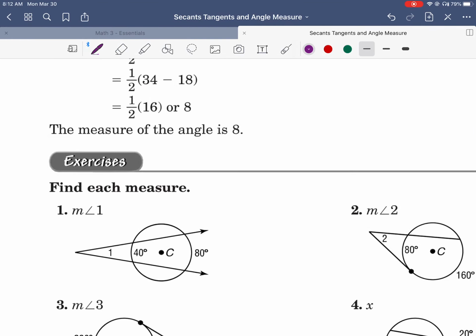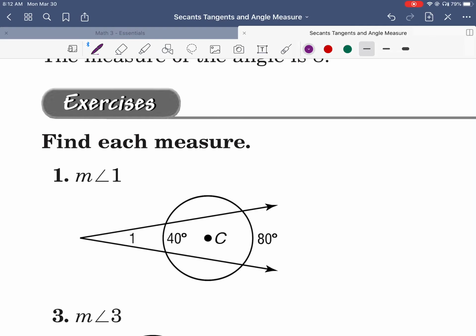Let's do our couple examples. So angle 1 is outside of the circle. So we're going to do half the difference of the two arcs it creates. Notice this angle creates these two arcs. So we're going to do the bigger one minus the smaller. 80 minus 40 is 40. Half of 40 tells me that the angle is 20 degrees.